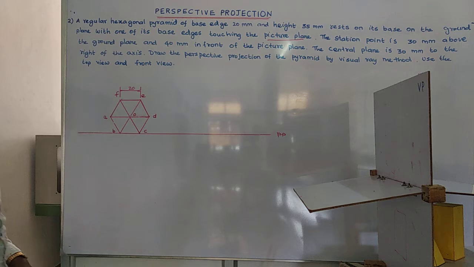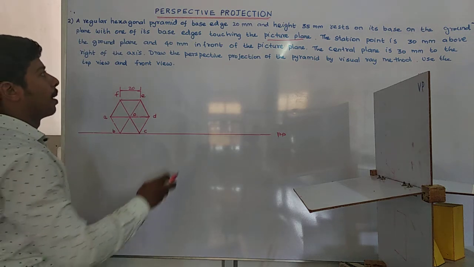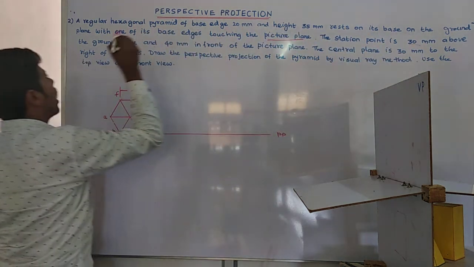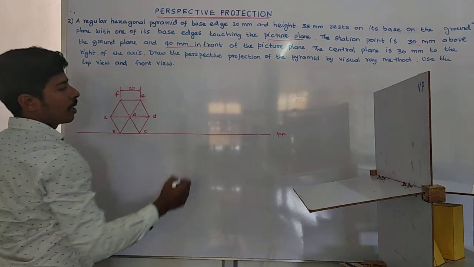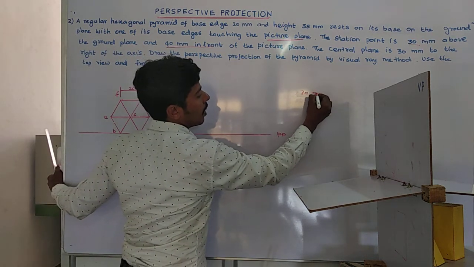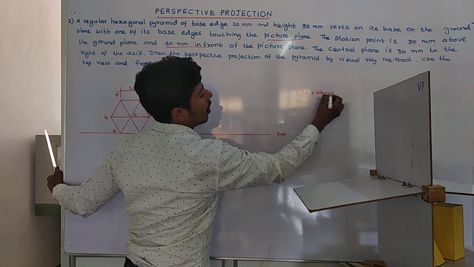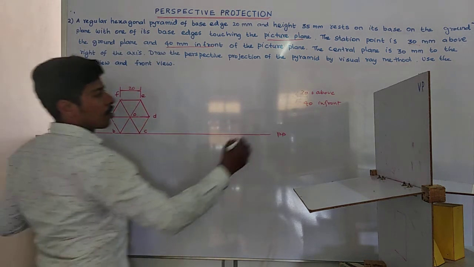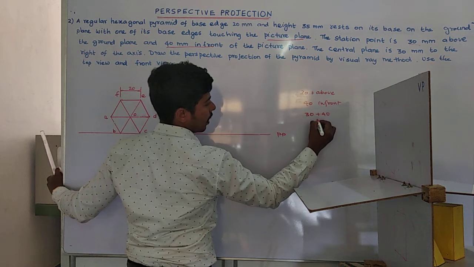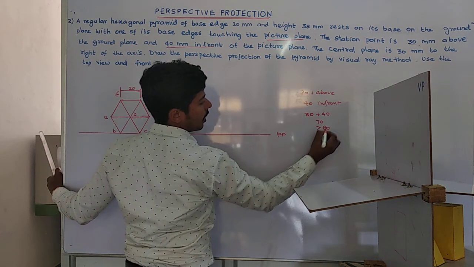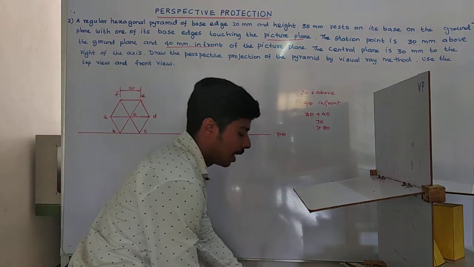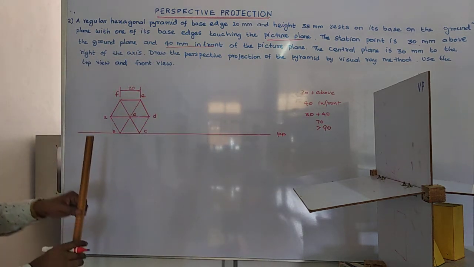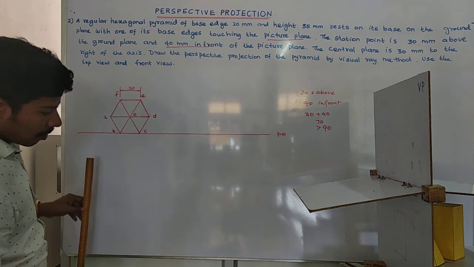Then, the station point dimensions, above and in front. The station point is 30 mm above and 40 mm in front. So it is given: 30 above, 40 in front. Adding 30 plus 40, we get 70. So I take a greater value, 80 or 90, whatever I take. So here I take 90.